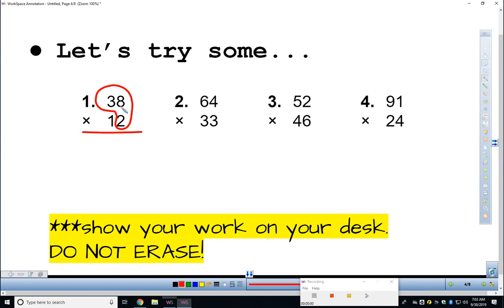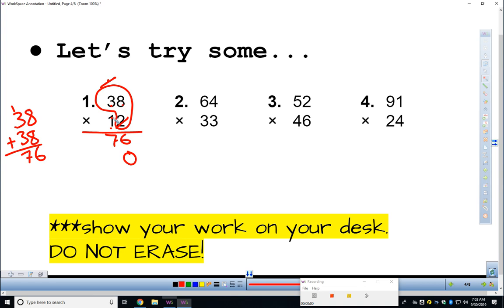2 times 8 is 16. Carry my 1. 2 times 3 is 6, plus 1 is 7. And if you stop to think about it, since multiplication is repeated addition, that's like adding 2 38s together. That's 16. That's 7. Okay. So now I've used up my 2. I've used up my 1. I'm moving to the 10s place, so I should drop a 0.